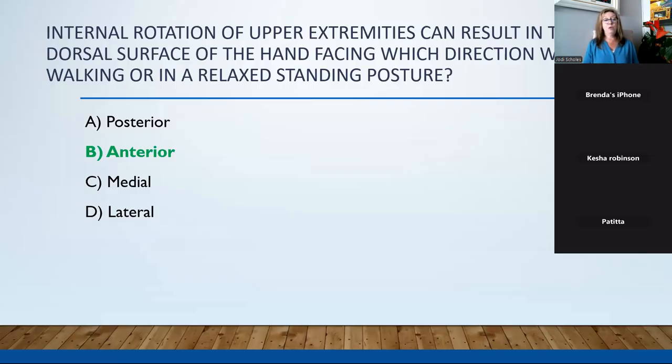now most people don't walk with their palms forward, okay? Most people walk with their arms, with their thumbs facing forward. That dorsal surface is lateral. That's neutral. But if you see someone walking with their hands, with that thumb turned medial and the dorsal surface of their hand facing anterior, evidence of upper extremity or internal rotation. All right, good. Good. That was a tough one.